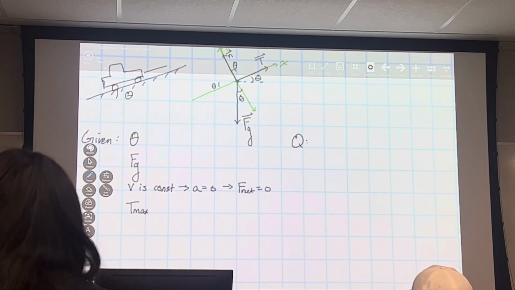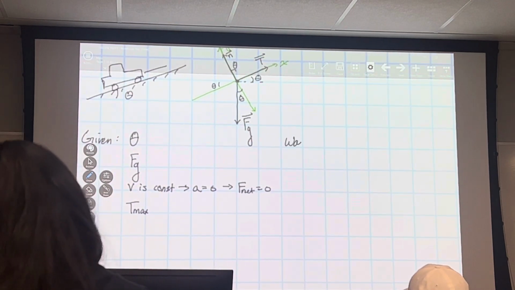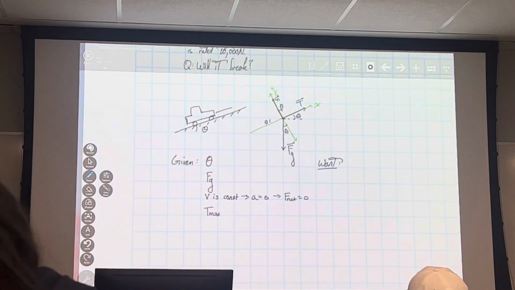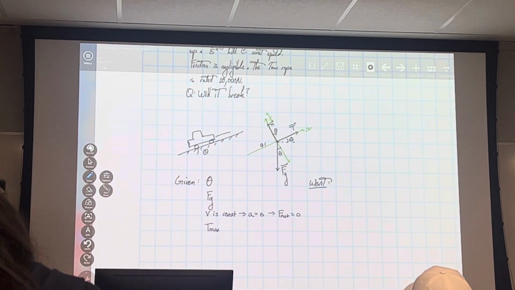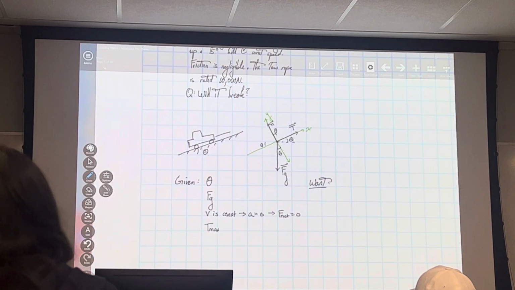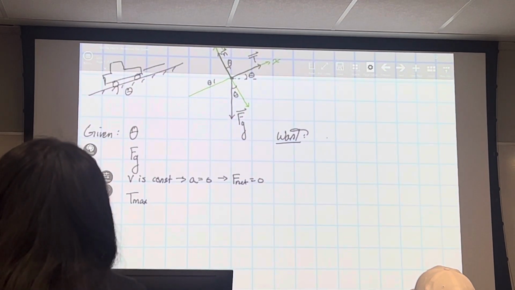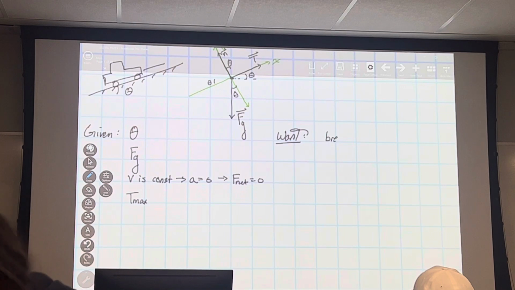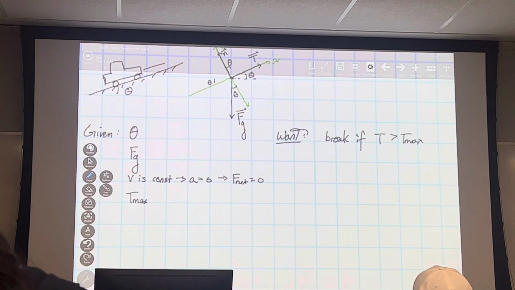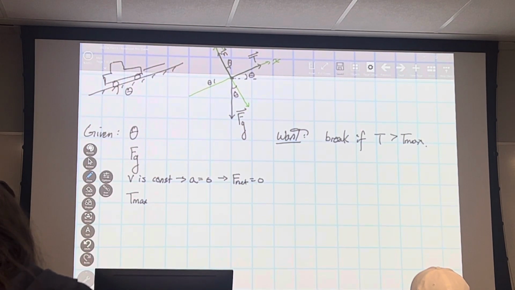And of course, we want to know what are we looking for? What do we want? We're looking for, will it break? Well, what is it? The rope. When will the rope break? It will break if the tension is greater than T max. Does that make sense? If it exceeds the maximum tension, then it will break.